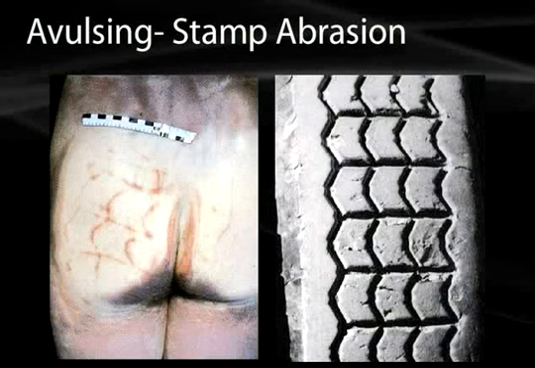Here's an avulsion type issue, which is a stamp abrasion, and you can see that it matches up with the tire. This person was fatally wounded when they were run over by a heavy vehicle.